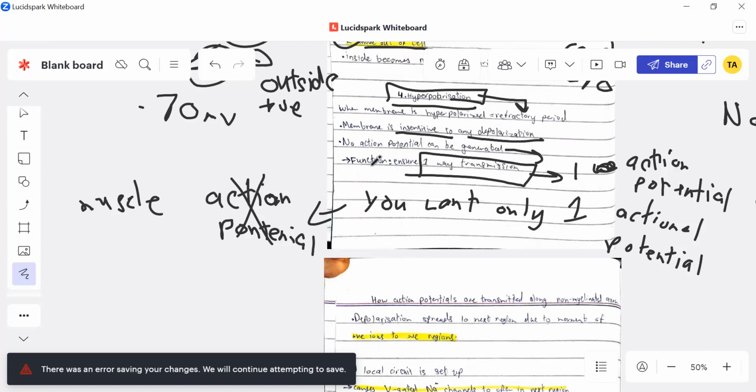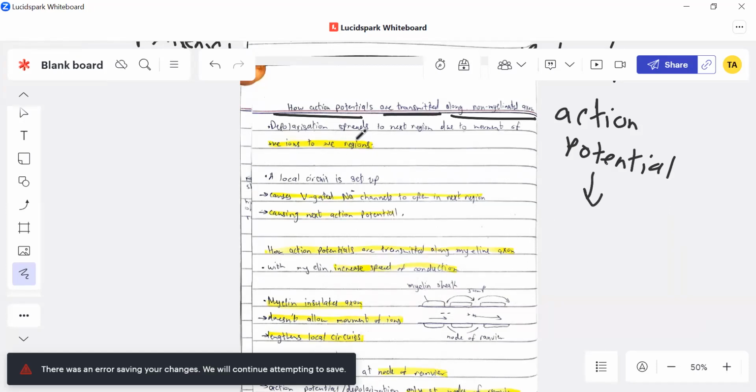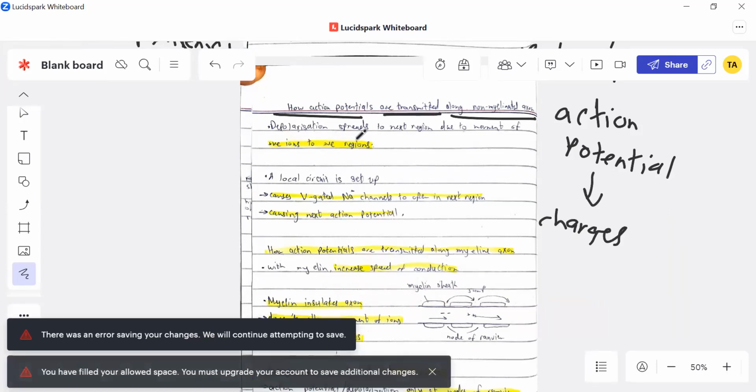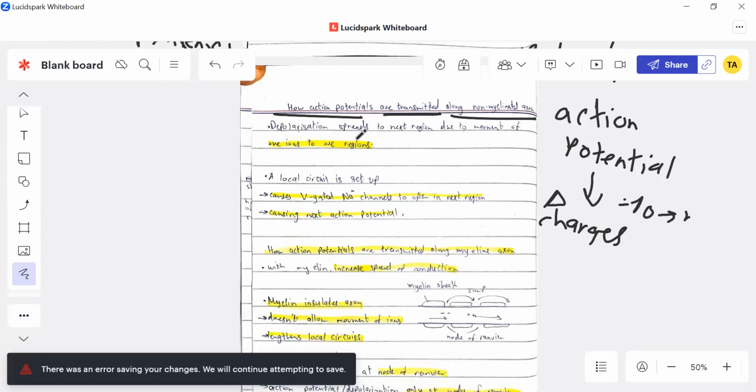And how is the action potential transmitted along the axons? Remember, action potentials are brief changes in charge. They are delta charges. This means that going from -70 to +30, then going back to -70, all of this is called the action potential. So how does the action potential get transmitted?